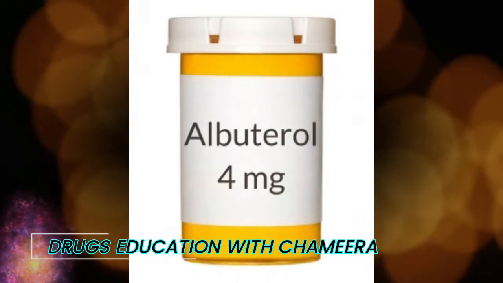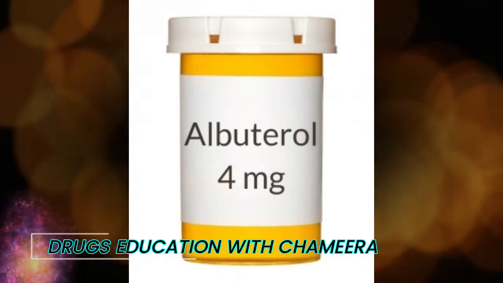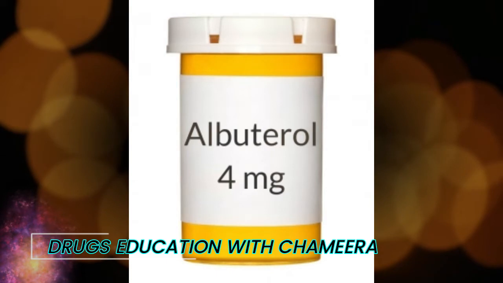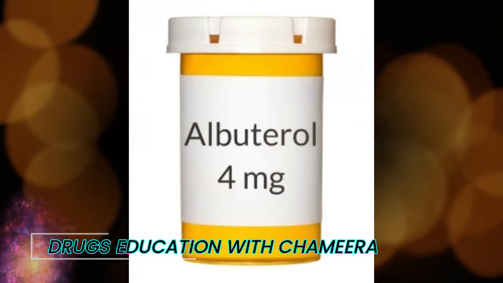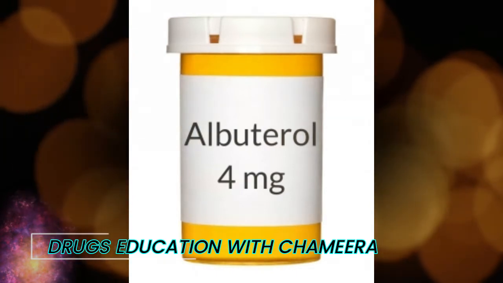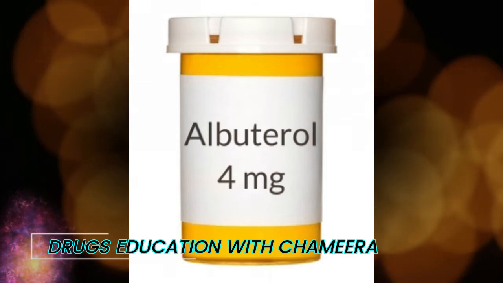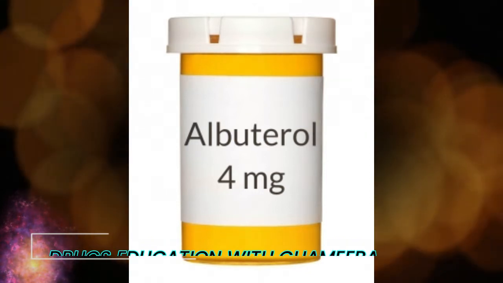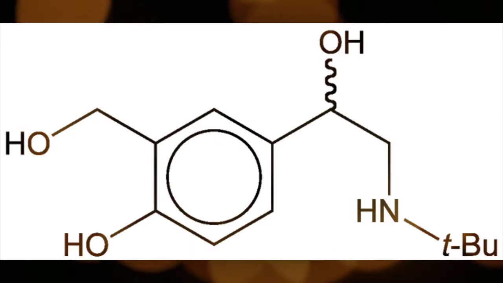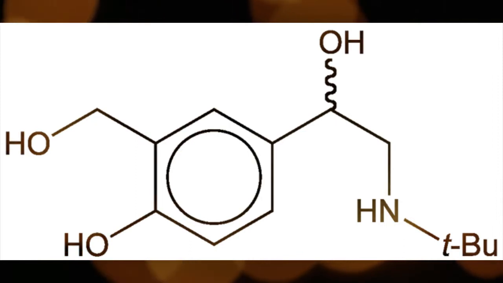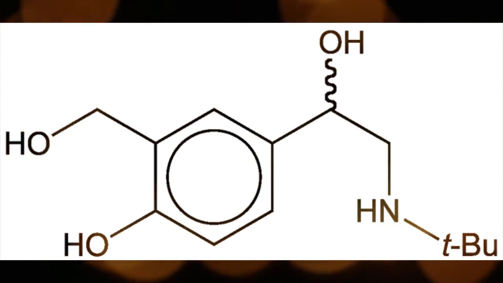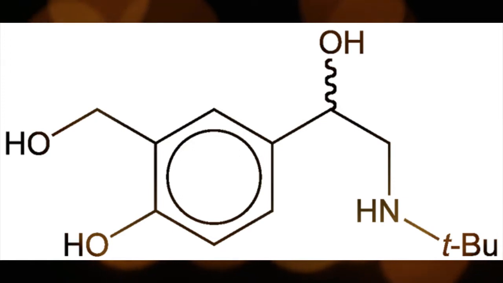How to use albuterol sulfate 90 microgram. Read the patient information leaflet and instructions for use provided by your pharmacist before you start using this medication, and each time you get a refill. Follow the illustrated directions for the proper use of this medication. If you have any questions, ask your doctor or pharmacist.